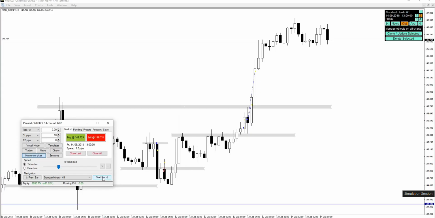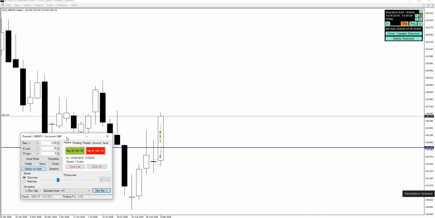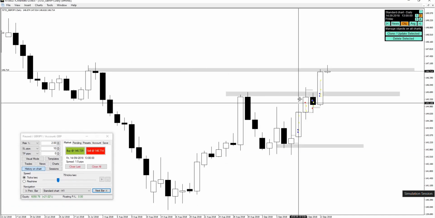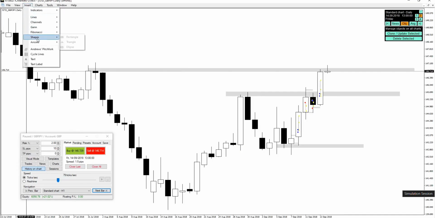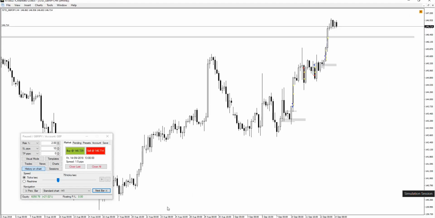So we are at 6 a.m. Eastern, and what we see at 6 a.m. Eastern on the weekly is we have eventually went bullish. Daily is at a very, very strong resistance here. Take a look at the 4 hour.